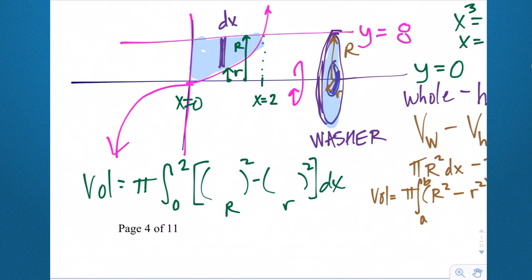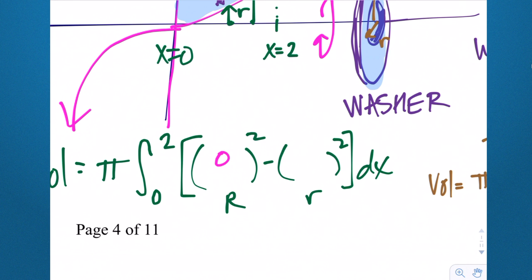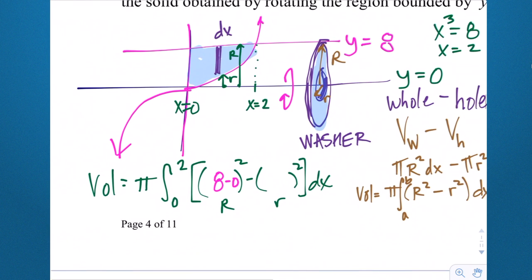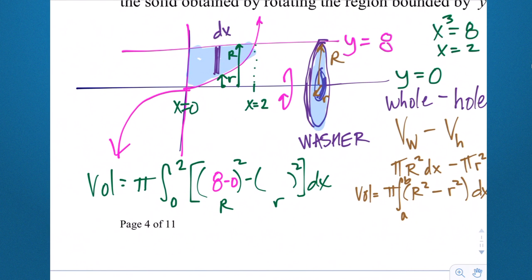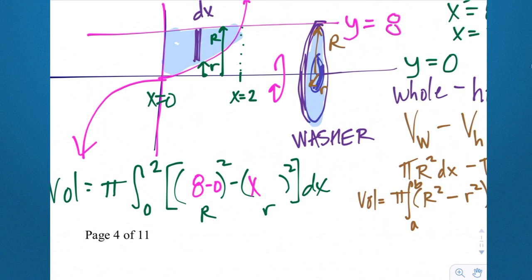What is big R? Well, it's top minus bottom. It's 8 minus what? 0. So you really don't even need calculus for that part because it's a smooth cylinder all the way around the outside with a constant radius. So we might as well use calculus. Might as well show off. And then little r is top minus bottom, which is x cubed minus 0. So the bottom curve in both of these was the axis.